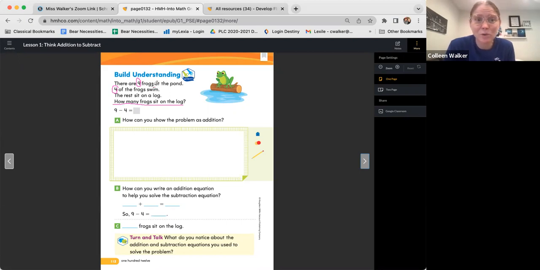If you think that's a keyword, I agree, because 9 of them are there, but 4 of them are swimming, so they're not with the rest of them. The rest sit on a log. Yeah, the rest of them are sitting. So we know that some are swimming, some are sitting. We have to figure out how many are sitting on the log.